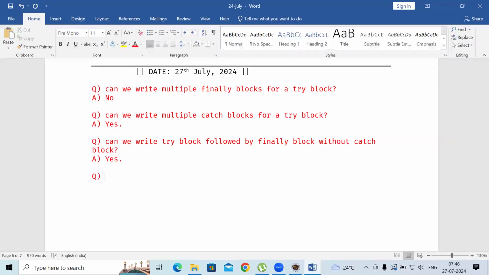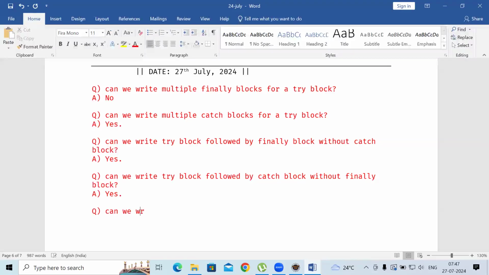Next question. Can we write a try block followed by a catch block without a finally block? Yes. Without a finally block, that is also yes.